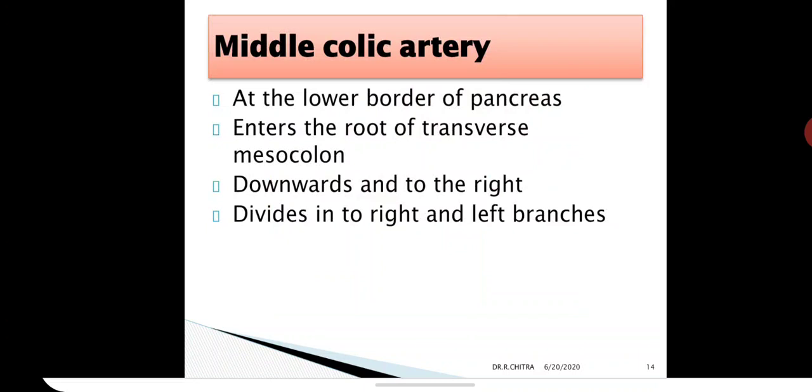Middle colic artery arises at the lower border of the pancreas. It immediately enters the root of the transverse mesocolon, downwards and to the right. Within the layers of the mesocolon, the artery divides into right and left branches. The right branch will reach the right colic flexure and anastomose with the ascending branch of the right colic artery. The left branch anastomoses with the ascending left colic branch of the inferior mesenteric artery.